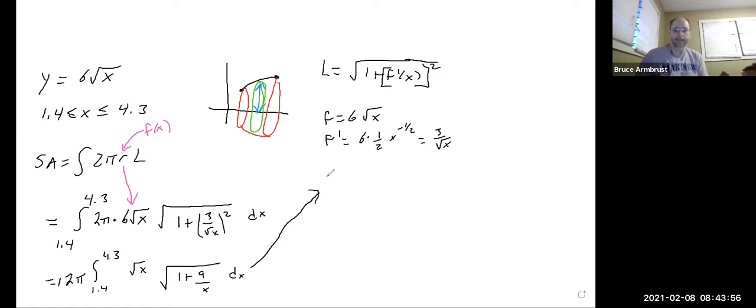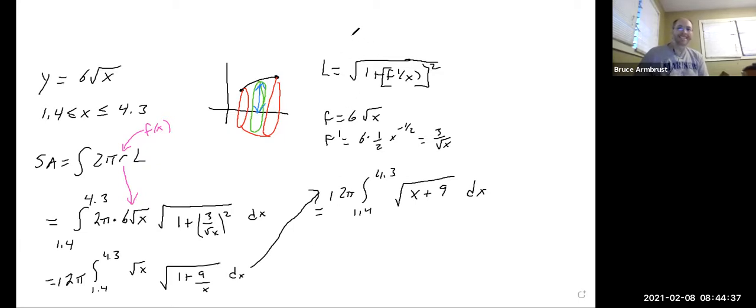So let's write this up here. So we've got 12 pi times the integral, but now we're going to have the square root of x plus 9. All right, so there's our thing that we need to integrate.